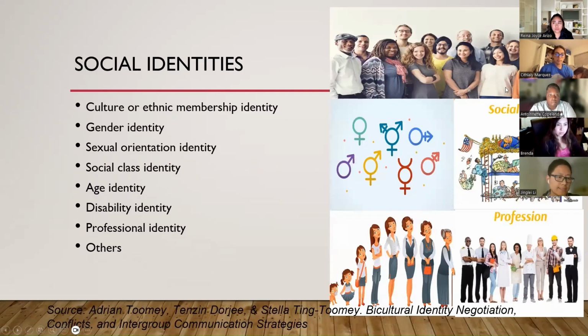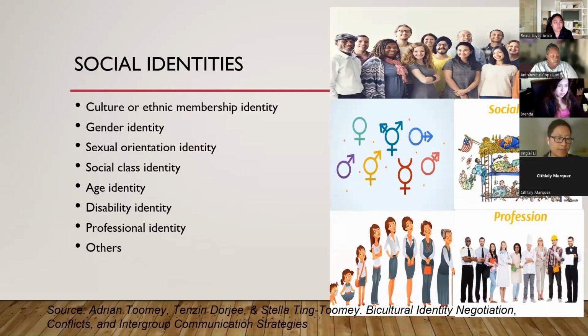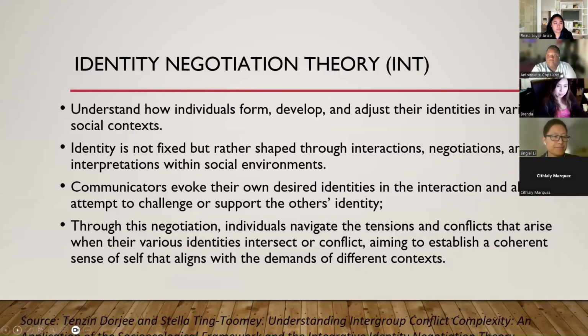The social identity is a little bit more complex. It comprises several dimensions of identity, including culture or ethnic membership identity, gender, sexual orientation, social class, age, disability, professional identity, and several others.